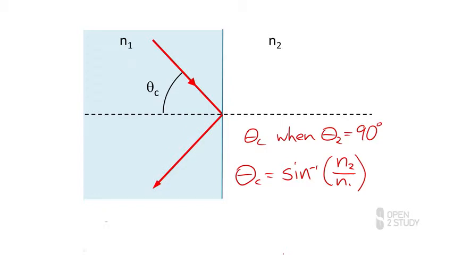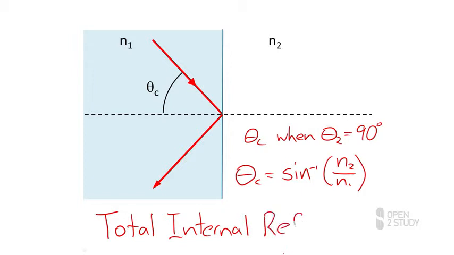We call this type of refraction where there isn't a refracted beam total internal reflection. And that should be a fairly obvious name. Instead of refracting, all of the beam stays inside the material and reflects from the interface. In a sense, what we've done is we've turned that interface between the two materials into a mirror.